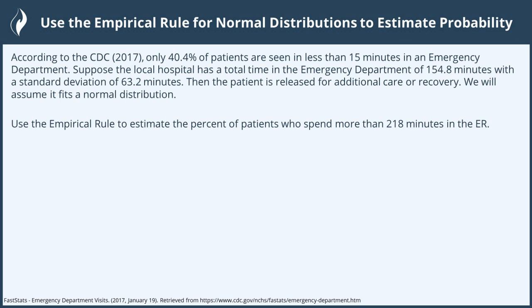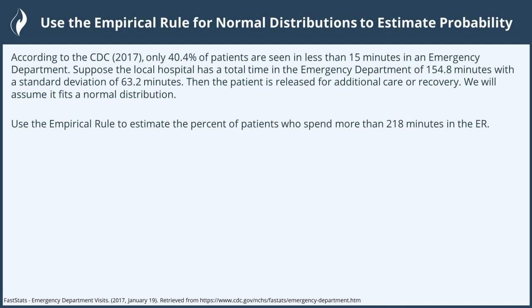Hi everyone, in this video we're going to use the empirical rule for normal distributions to estimate probability. According to the CDC, only 40.4% of patients are seen in less than 15 minutes in an emergency department.